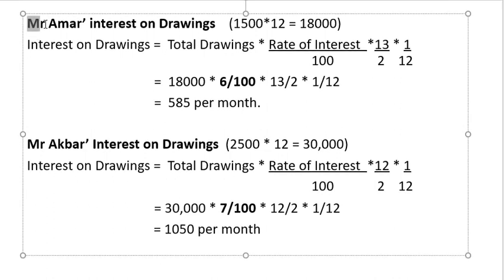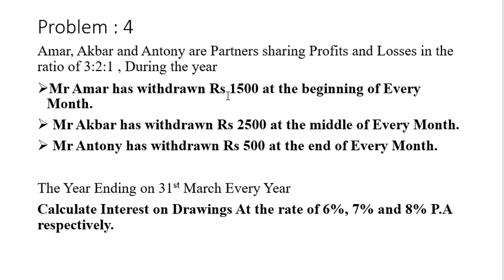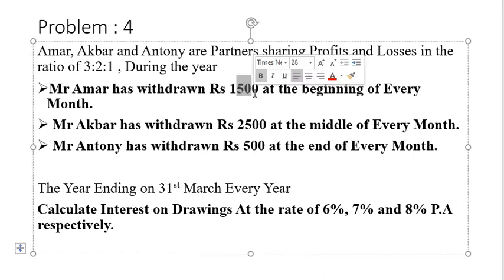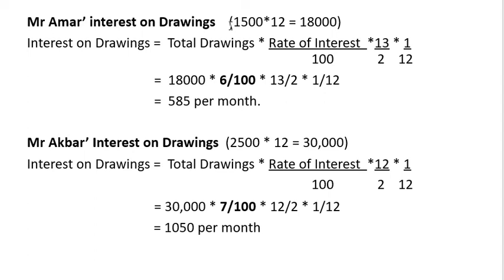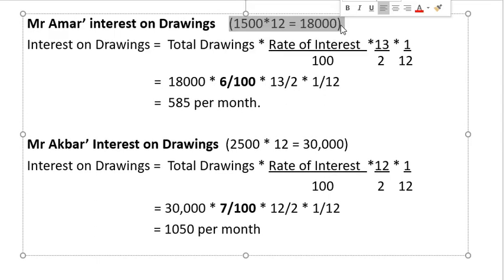See, Mr. Amar, interest on drawings. Now see how much he is withdrawing. He is withdrawing 1500 every month, at the beginning of every month. So now what we should do? 1500 into 12, so you should convert into a year. So 18,000 rupees is the total drawings.